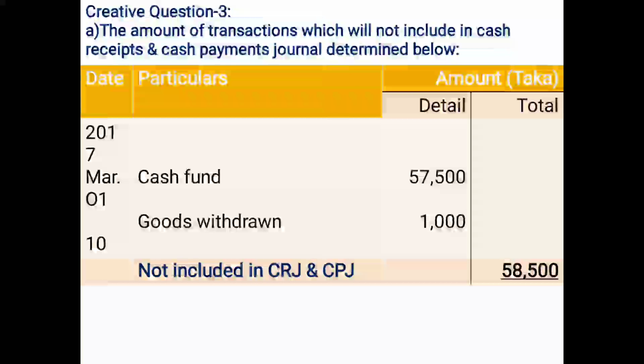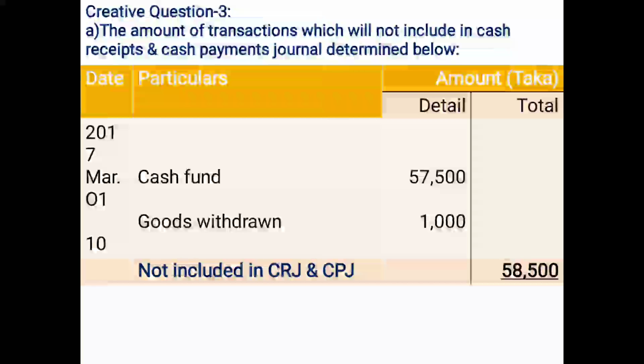In the month of March 2017, for Modern Stores Rajshahi, the following transactions are available. March 1, cash fund 57,500. March 2, goods purchased in cash taka 10,000 and by check taka 15,000. March 5, goods sold taka 45,000, of which 60% by check and the remaining amount in cash. March 10, cash drawings for personal use taka 4,000 and goods drawings taka 1,000. March 11, loan taken from bank taka 50,000.